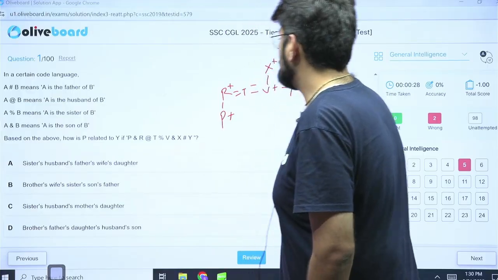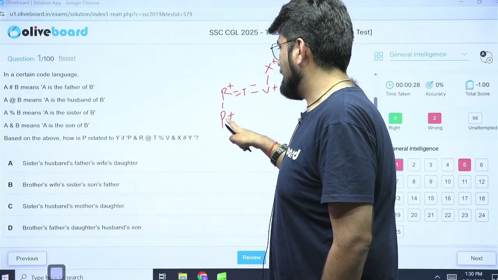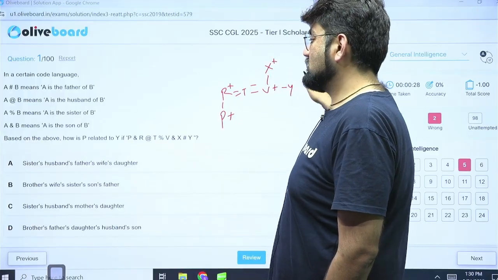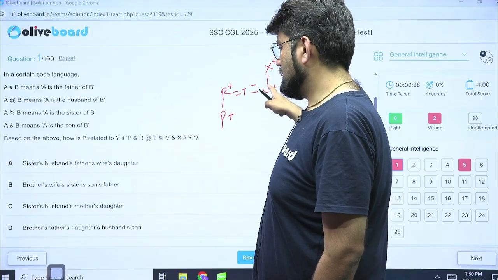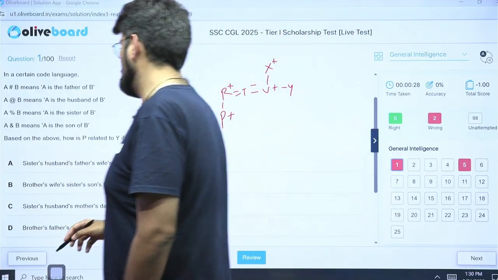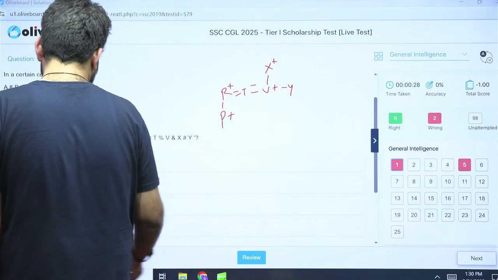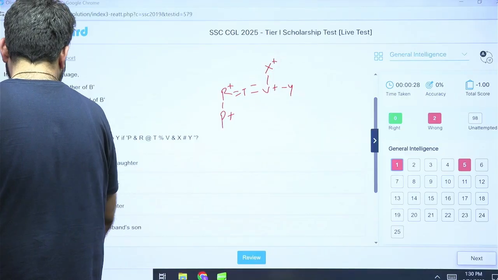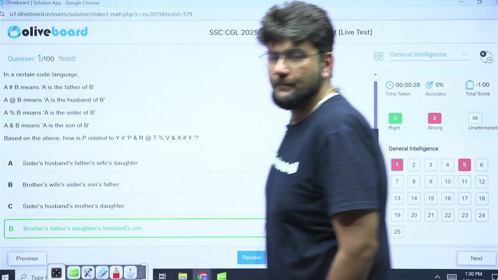The question is asking how P is related to Y. Now P is Y's sister's son. So P is the nephew of Y. That is, Y's brother's father's daughter's husband's son. Option D should be the correct answer here. This relationship has been given to you in an indirect form. Option D is the right answer.